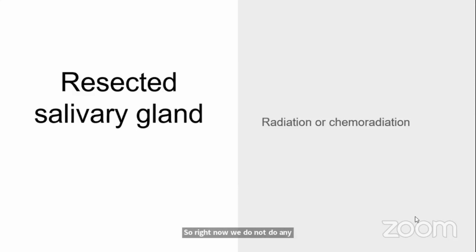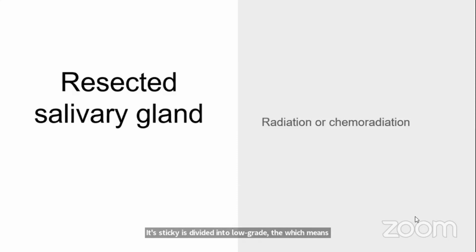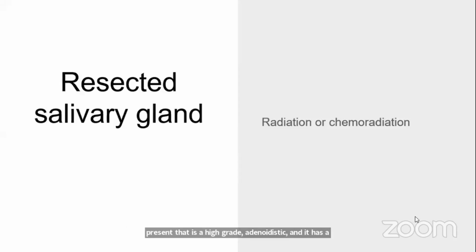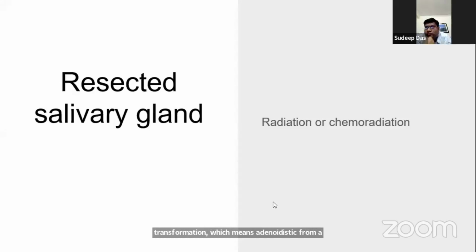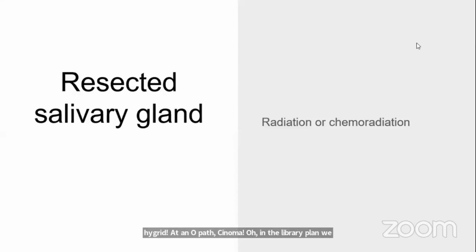The adenoid cystic is divided into low grade, which means the ones which do not have any solid component, and the ones with any solid component present, that is a high grade adenoid cystic. And it can have a higher grade, high grade transformation, which means adenoid cystic from a biphasic tumor can convert into a run of the mill high grade adenocarcinoma. So in salivary gland, we have to understand three concepts: low grade, high grade, and high grade transformation.